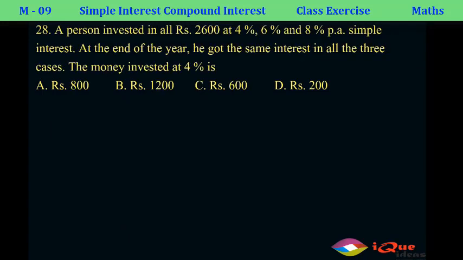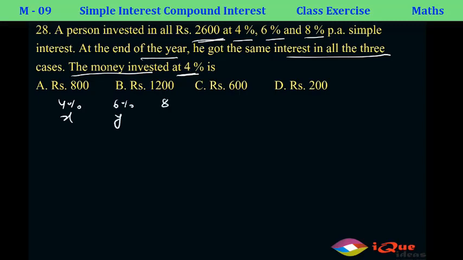Now this question says a person invested in all rupees 2600 at 4%, 6% and 8% per annum simple interest. At the end of the year, he got the same interest in all the three cases. Find the money invested at 4%. Let's assume that the money invested at 4% is X, money invested at 6% is Y, and the money invested at 8% is Z. So X plus Y plus Z has to be equal to 2600 rupees. So this is one equation.